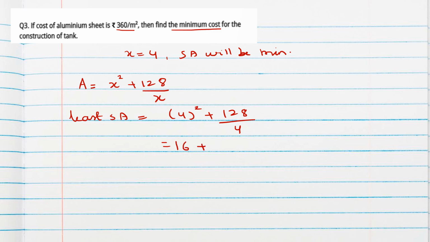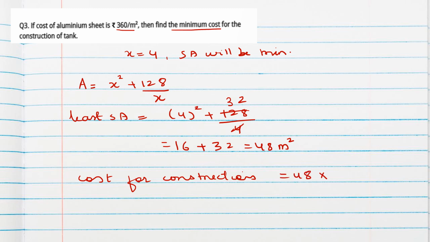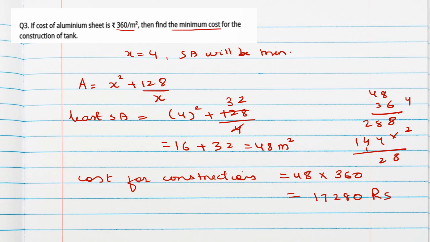So 16, and this we can divide, 32. So 48 meter square is the least area, least surface area, and then cost for the construction will be, we can multiply 48 with 360. So we will get the final answer. 17280 rupees will be the final answer for this cost of construction.